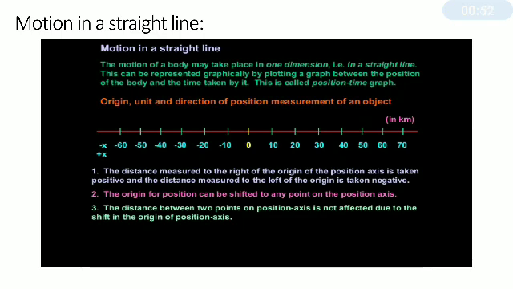Second, the origin for position can be shifted to any point on the position axis based on the problem given to you. Third thing is the distance between 2 points on position axis is not affected due to the shift in the origin of the position axis. That is, the distance remains the same. Even if you change the origin, the distance will remain the same. Same graphical representation can be used to understand how the displacement for a particular body can be negative, positive or 0.